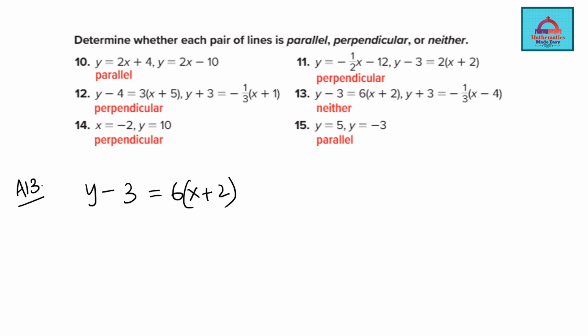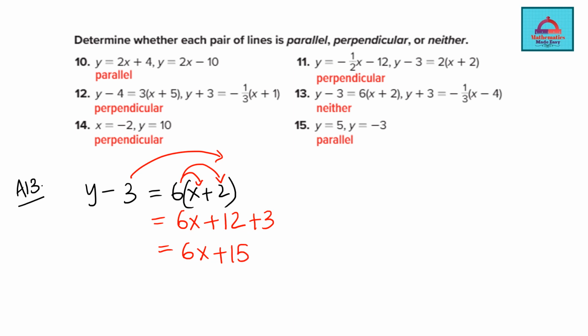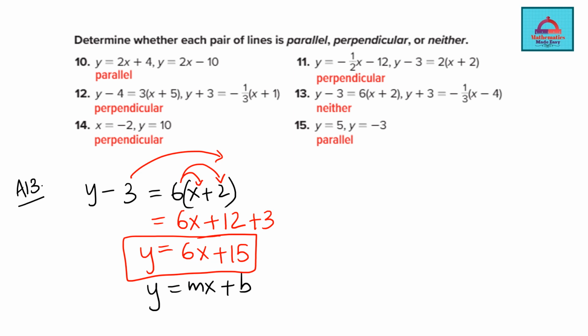Let's try to simplify and put it in slope intercept form. So because I have brackets, I multiply, open the bracket and use distributive property. So this is what I get, and I will also move this minus 3 on the other side, so it becomes plus 3. So in slope intercept form, 12 plus 3 is going to give you 15. So this is the first equation. Now I can easily compare y equal to mx plus b. So I know the slope m1 here is 6. Okay. Let's go to the second equation.